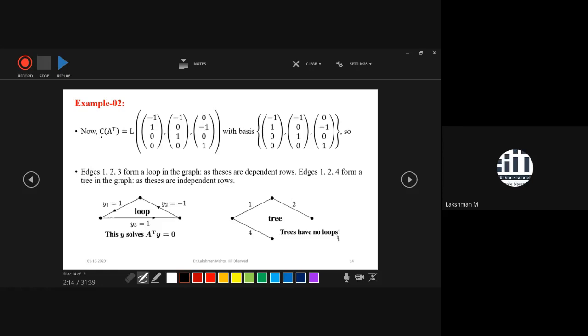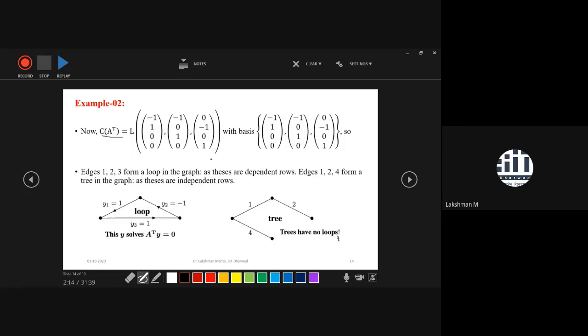We had already seen that. One more thing I would like to observe from the column space of A transpose, that means the row space of A. What we observe is that, during the process of finding the row space of A, we come across that edges 1, 2, 3 form a loop. Why? Because these are dependent rows.